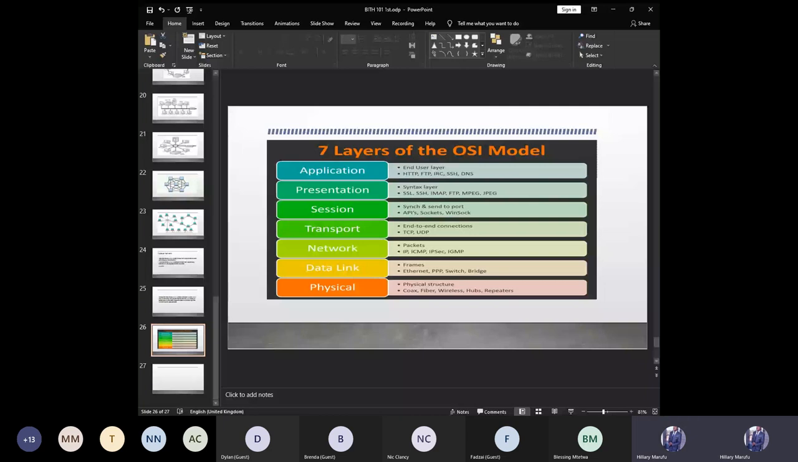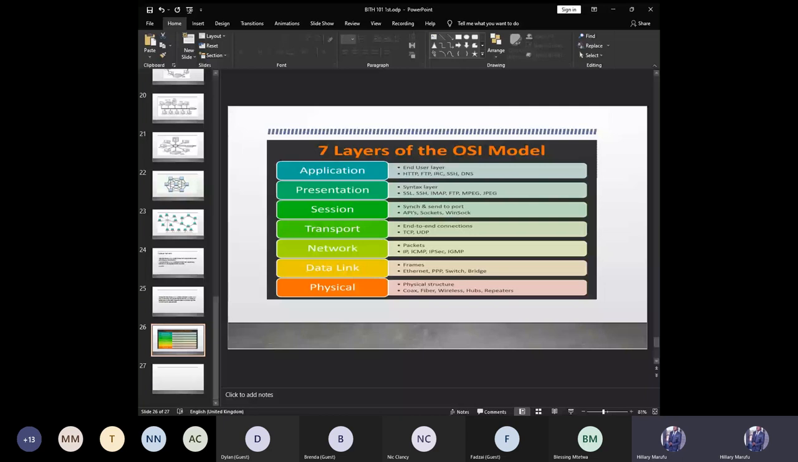Then the session layer is there for syncing and sending ports. That's where you get ports and sockets. Which is why HTTP has a port, like port 8080, and FTP has its own port number, and the like. Presentation becomes the syntax layer.